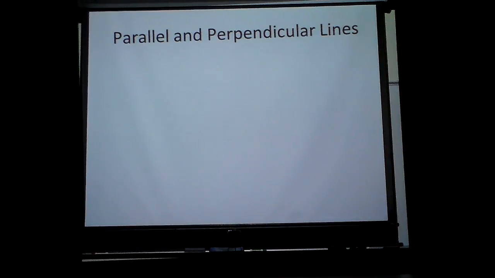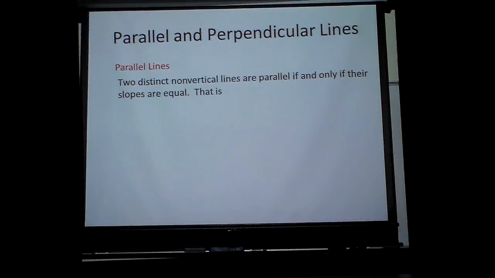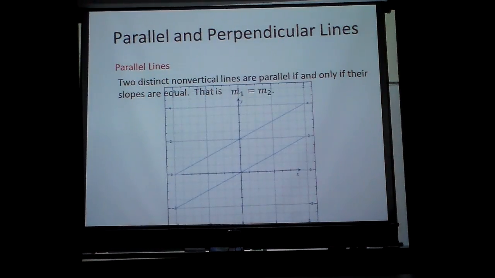Okay, this next section is going to be about parallel and perpendicular lines. Let's first talk about parallel lines. And first off, what are parallel lines? Well, two non-vertical lines are parallel if and only if their slopes are equal. That makes sense. Slope 1 equals slope 2, and they will look like that. They are parallel and they have the same slopes. That's not a huge deal.